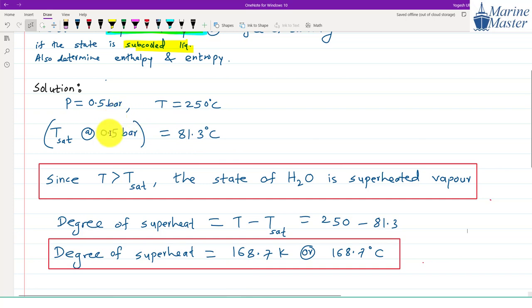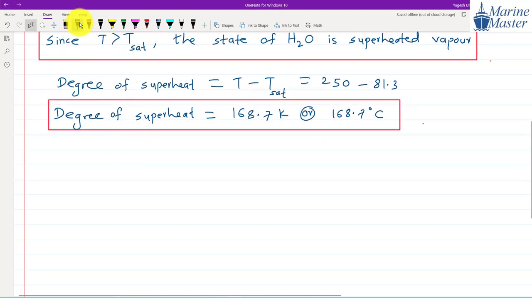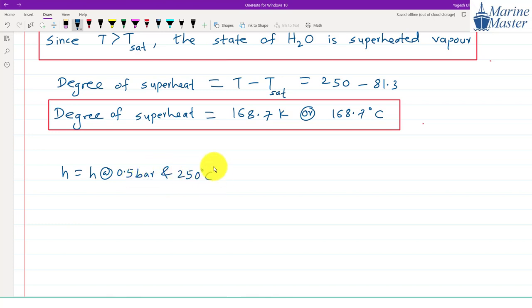And what we need, guys, everyone, we need enthalpy. At what pressure? 0.5 bar. And what temperature? 250 degrees Celsius. So we need enthalpy, H at 0.5 bar, and temperature is 250 degrees Celsius, guys. Observe.